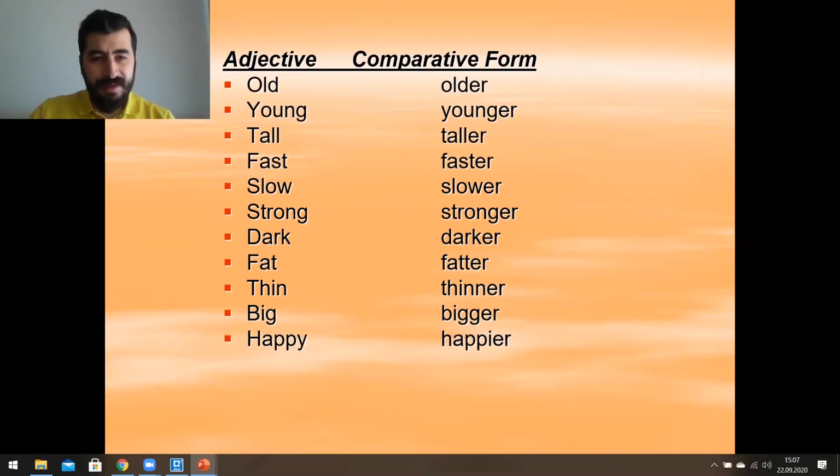Happy, look at that. We have Y. Before Y, we have a consonant. So we omit Y and add I. Happier, happy, happier. Easy, the same way, we omit Y, we write easier.